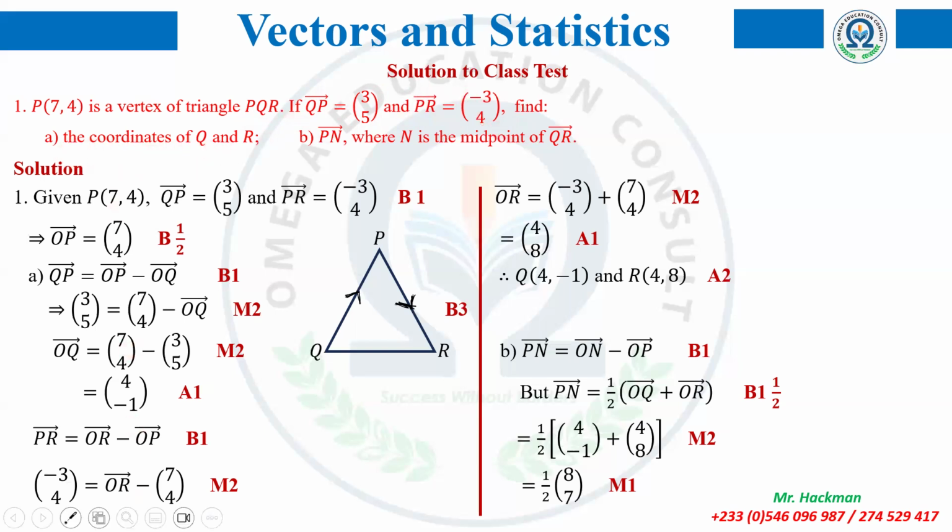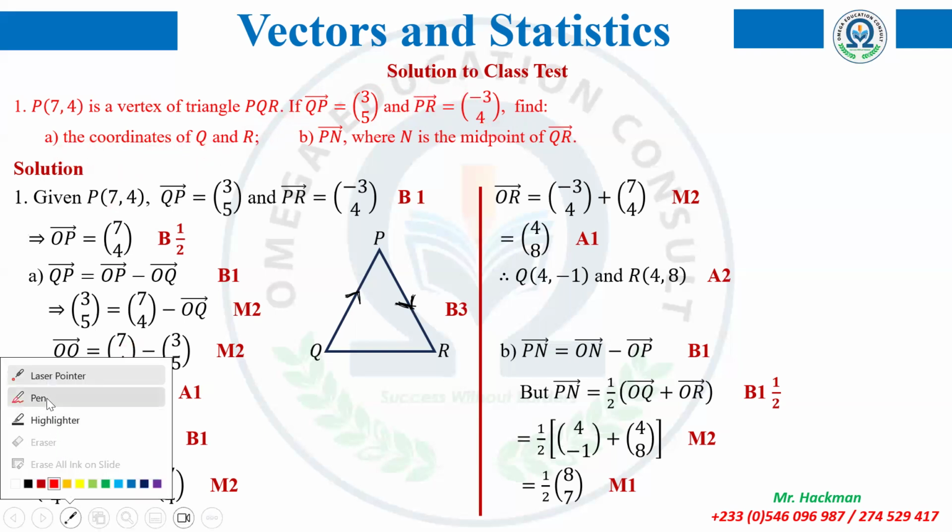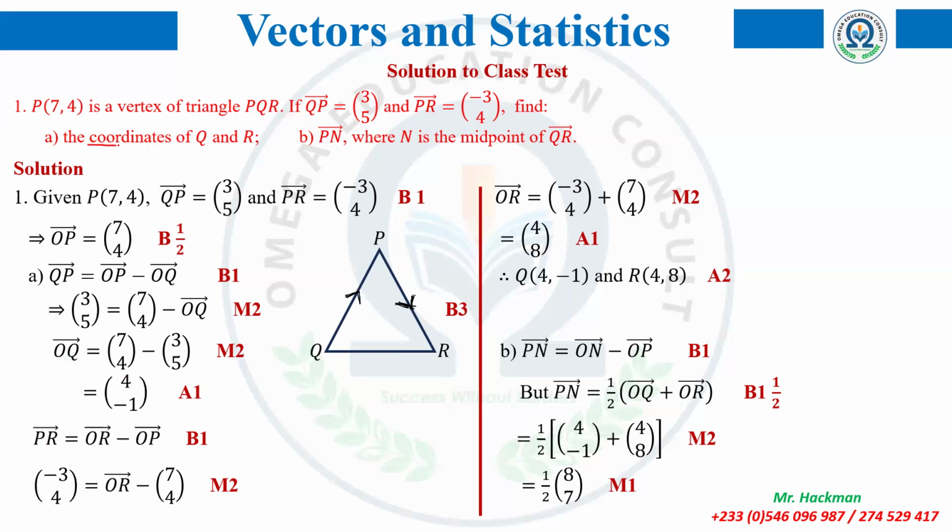When you read this, "coordinates" must be underlined. It is very critical, as it will guide you as to how to leave your final answer. Then part B: we are supposed to find the vector PN, where N is the midpoint of what? QR. So the N here is the midpoint of QR. Equally, if you like, you can underline that.